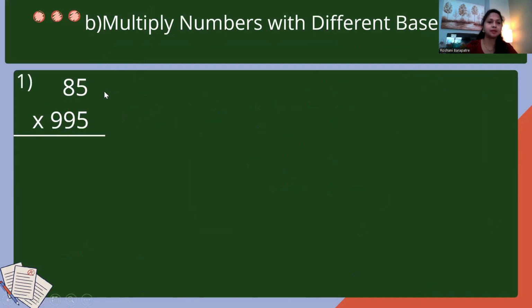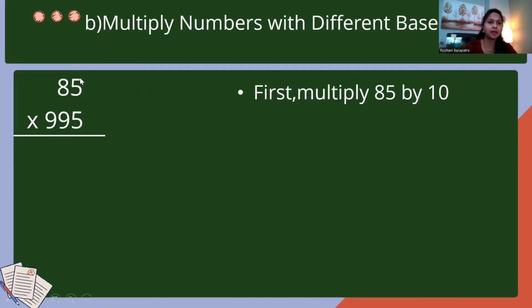Example, 85 multiplied by 995. If we see the base, 85 is near to 100 and 995 is near to 1000. We know the method for the same base. Now what to do? We will first multiply this 85 by 10. What will happen with this? If we multiply 85 by 10, we will get 850 and the base will then be 1000. So we will get the same base for the two numbers and we can follow the same steps and get the answer.